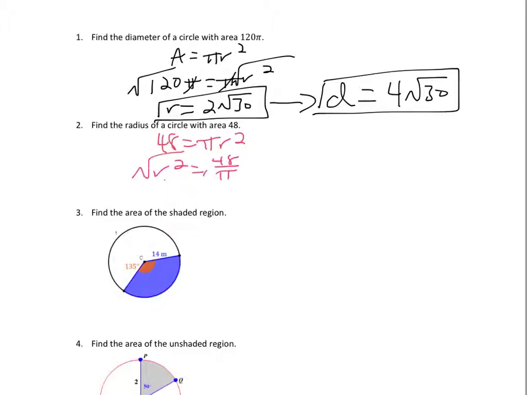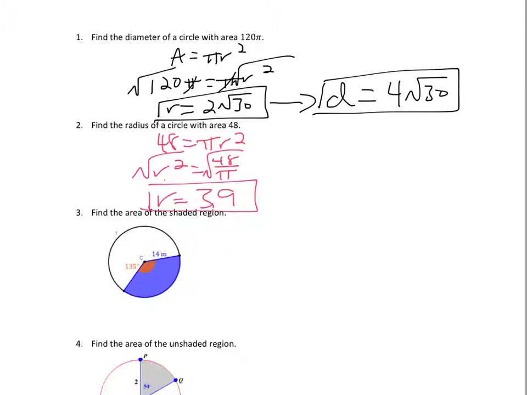Right, then take the square root of both sides, and you're obviously not going to be able to get a good answer there. We don't know the square root of pi very well. Okay, so what you can do is just give me a decimal answer in that case. So we can just take the square root of 48 divided by pi, which is 3.9.